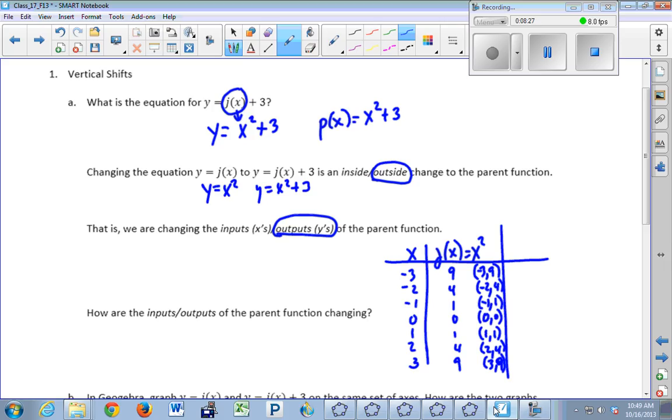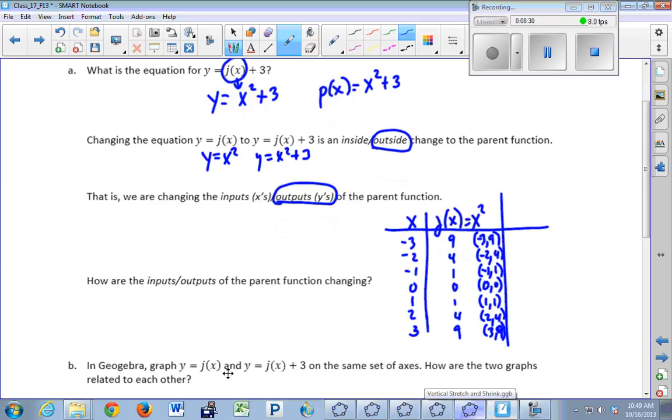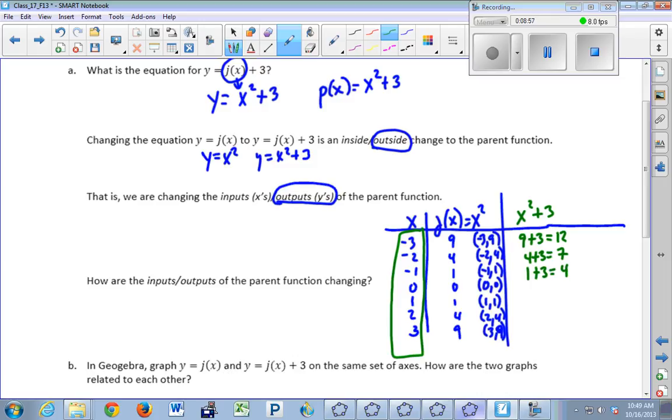All right, so let's see. What have we done to x squared? We've added 3 to it. So over here, we're keeping all of our x values the same. These are all the same. And now I'm changing my output. My output now is x squared plus 3. So I take my x, I square it, and I add 3. So I get 9 plus 3 or 12. -2 squared is 4 plus 3 or 7. -1 squared is 1. 1 plus 3 is 4. 0 squared is 0 plus 3 is 3. 1 squared is 1 plus 3 is 4. 4 plus 3 is 7. And 9 plus 3 is 12.